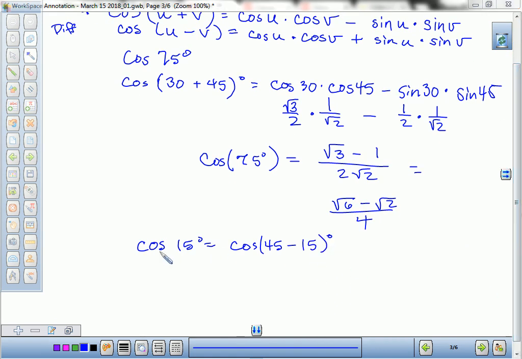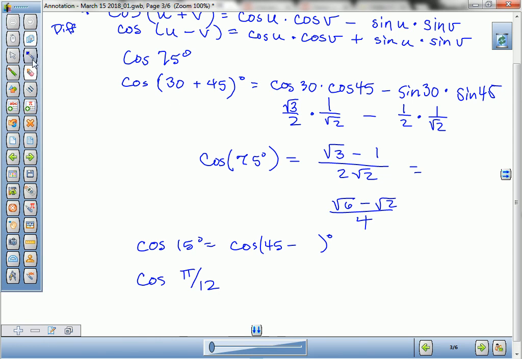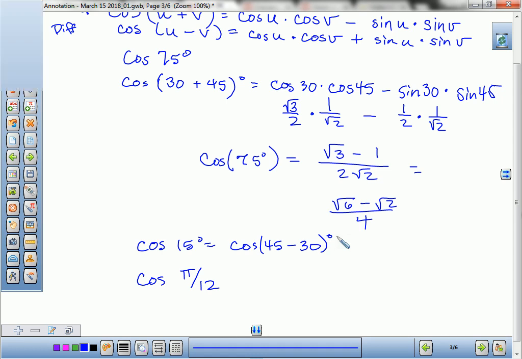Instead of asking you for a cosine of 15, what if I ask you for something strange, like cosine of pi over 12? Yeah, we're screwed. But also, I'm sorry, on cosine of 15, it should be 45 minus 30, or pi over 4 minus pi over 6. The reason you use those is because you know what those are. You don't know what 15 degrees is.